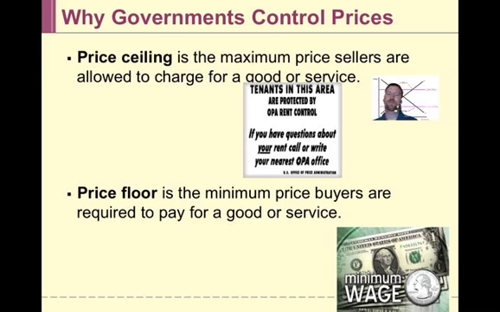There it is. And a price floor, though, is going to be the minimum price that buyers are required to pay for a good or service. So one example of that might be minimum wage. Maybe minimum wage could be $5. But instead, the government says, no, that's not enough for people to live on. We want it to be closer to $7. And so they put in a price floor. So to be effective, a price floor would have to be up here, above the equilibrium.